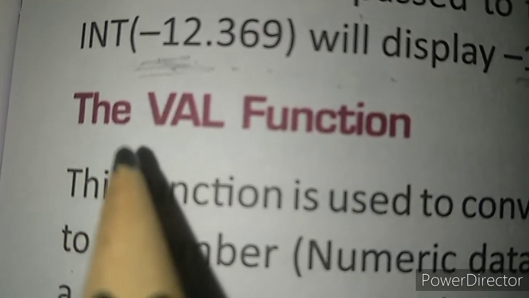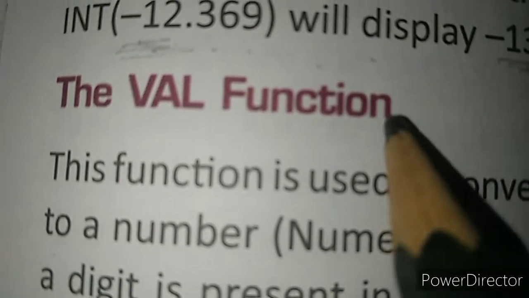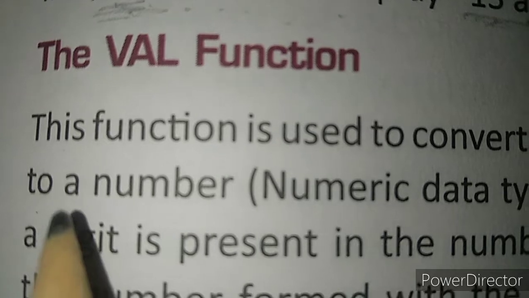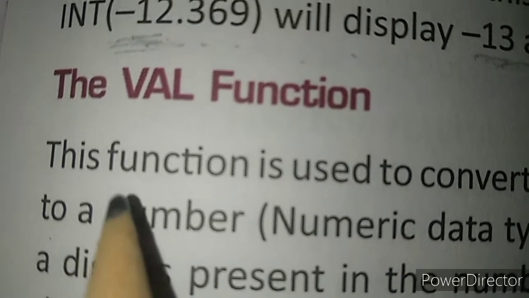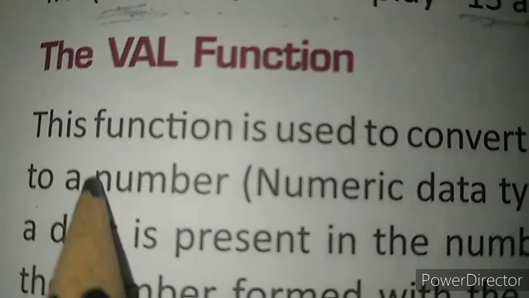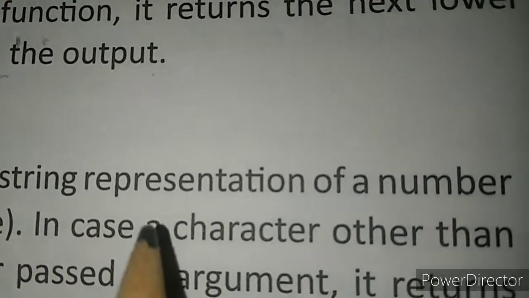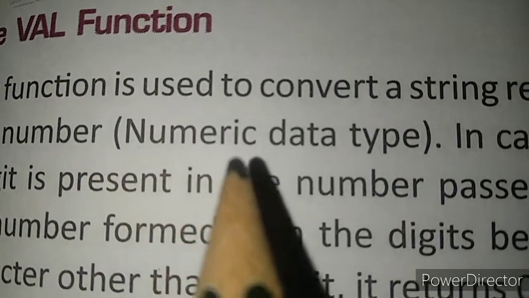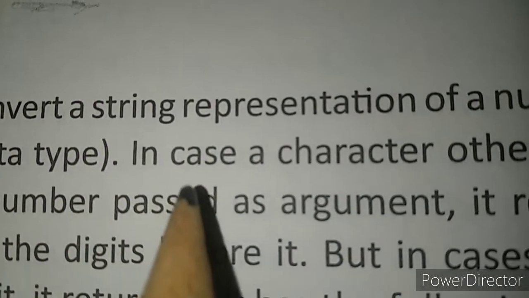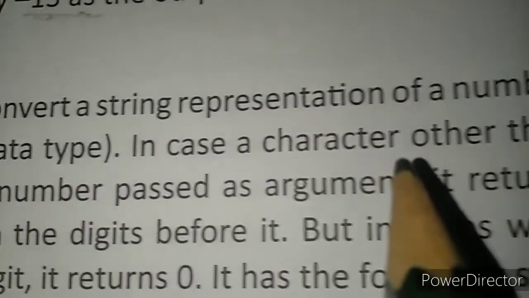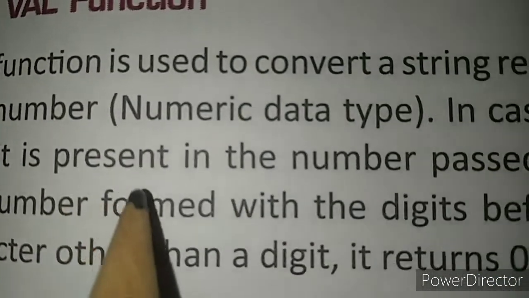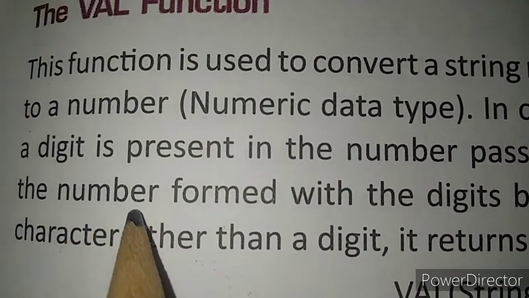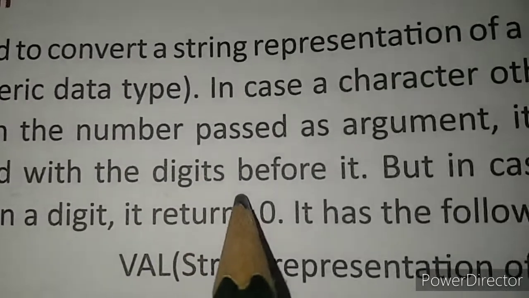Now the next function is the val function, right here. This function is used to convert a string to a number. So let us see how it works. This function is used to convert a string representation of a number to a numeric data type. In case a character other than a digit is present in the number passed as argument, it returns the number formed with the digits before it.